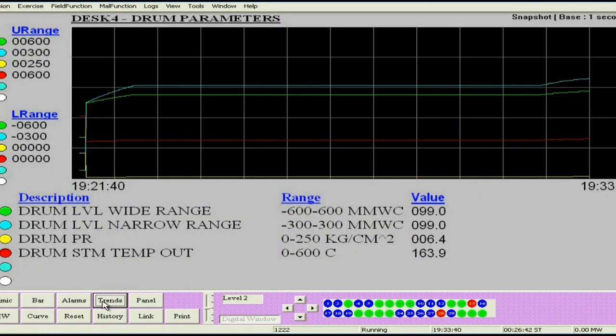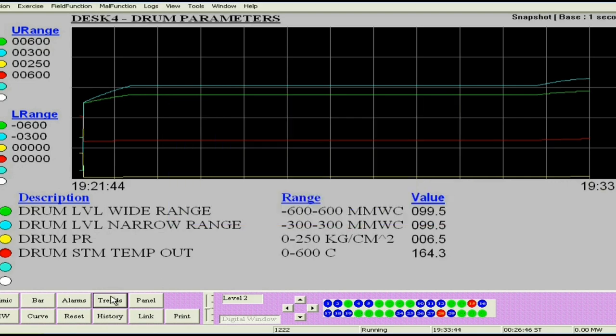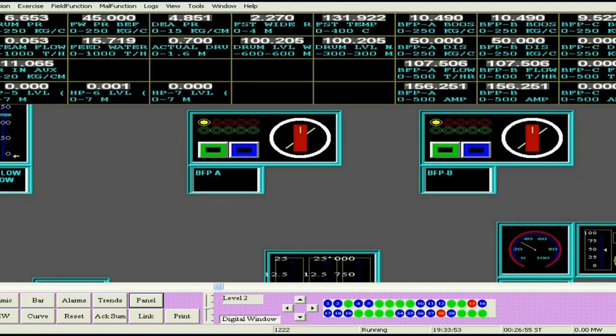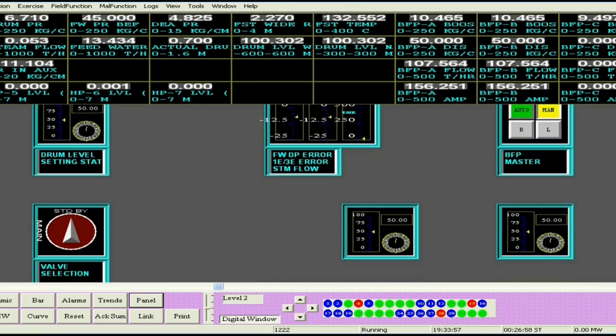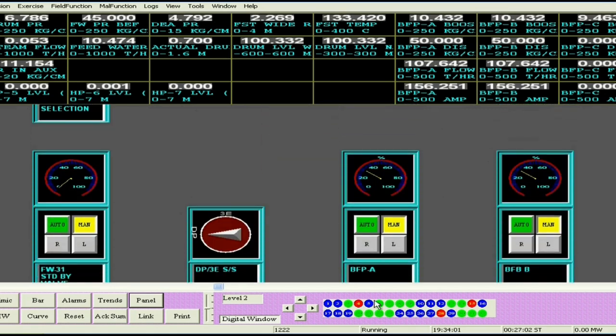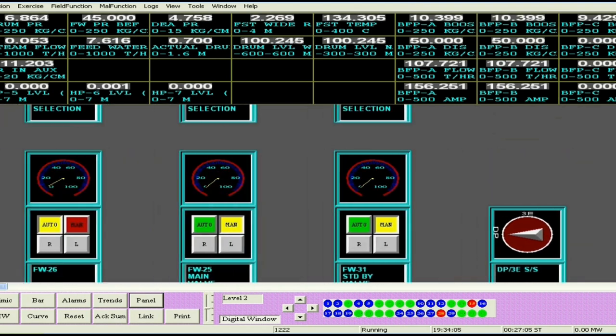Then the drum pressure is increasing slightly, 6.6 like that. So now I think it is time to check whether the FW26, that is the low load line valve, is on auto or not. Yes, that is also on auto, so it will maintain the drum level, but still we have to check it because it is on single element, so it is fluctuating only on the drum level sensing.